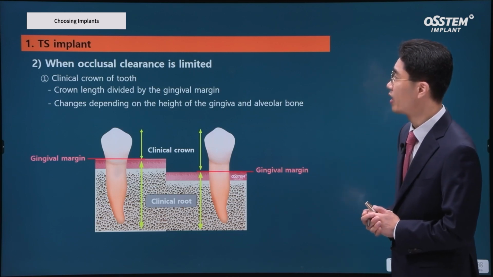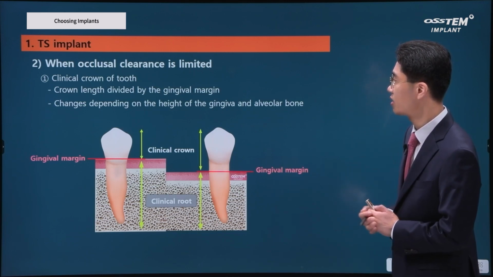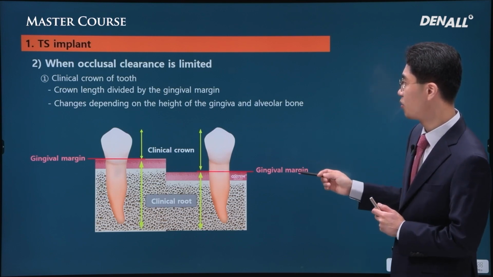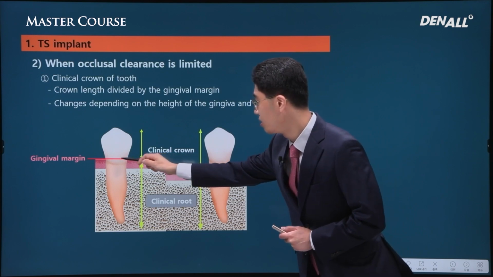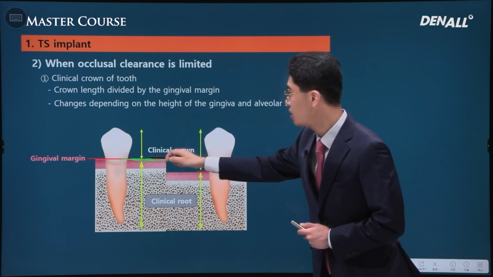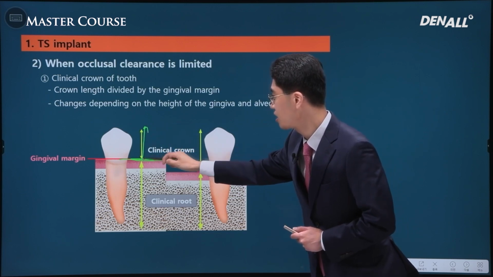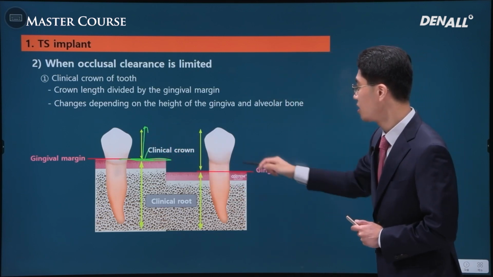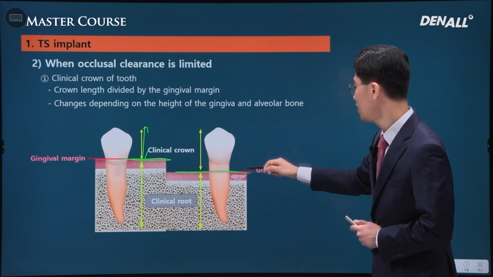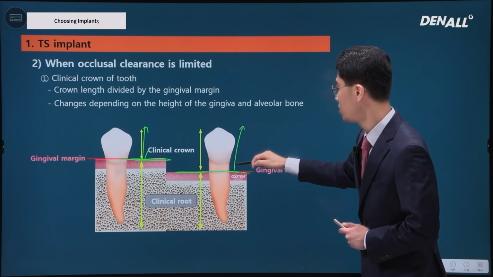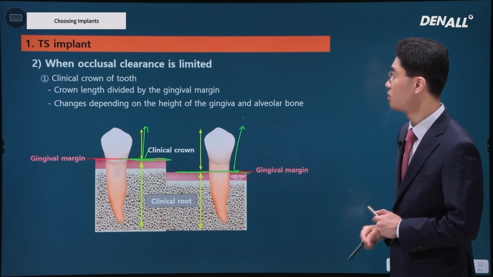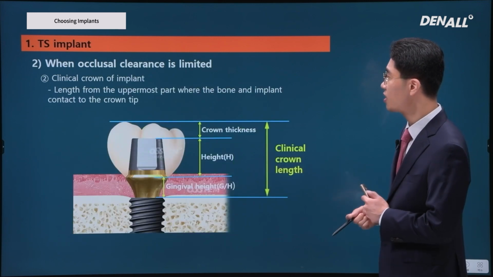We also need to consider the length of clinical crown. As shown in this image, the soft tissue height is here, and this is the length of clinical crown. If there's gingival resorption, then the length of clinical crown will go up. This is natural tooth. This is the same for implant.